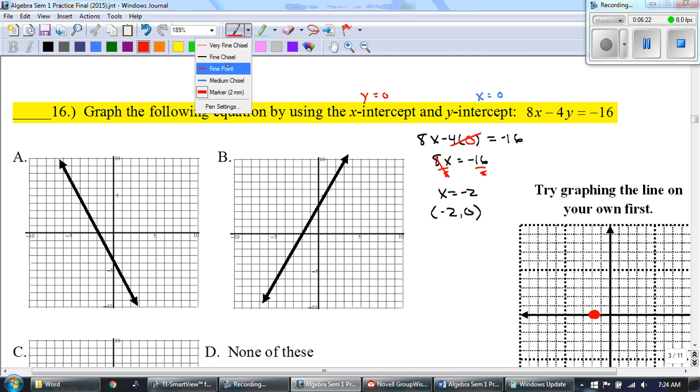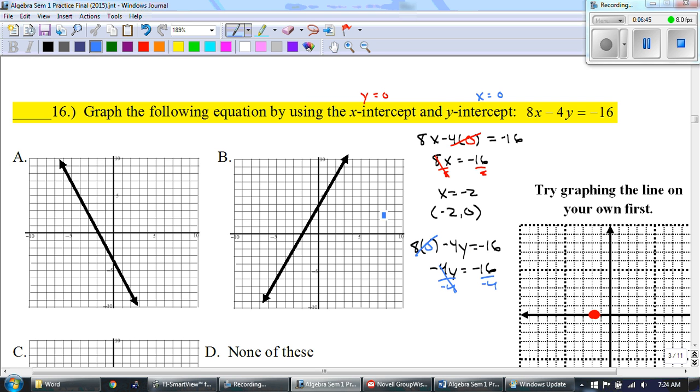Okay? So now we're going to find the y-intercept. The y-intercept is where x equals 0, and we're going to plug in 0 for x. So we have negative 4y equals negative 16. I'm going to divide both by negative 4. A negative divided by negative is a positive. So that is the point 0, 4.